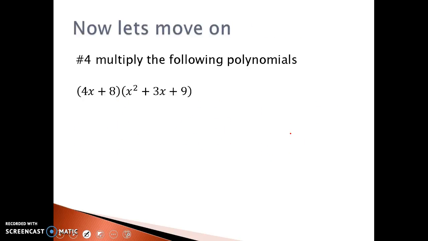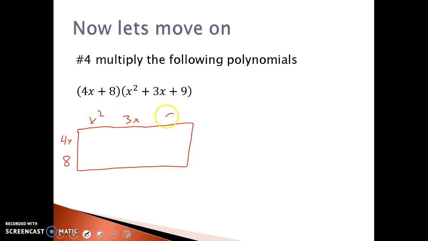So we want to multiply the following together. I'm going to take 4x plus 8 times this trinomial, x squared plus 3x plus 9. And so we can draw a picture of what is going on here. The picture is going to be a little bit more complicated than the other pictures that we had. Here I would have 4x and an 8. And here I'd have an x squared, a 3x, and a 9. Now we could break this down into 9 individual parts, but I'm going to just break it down like this.